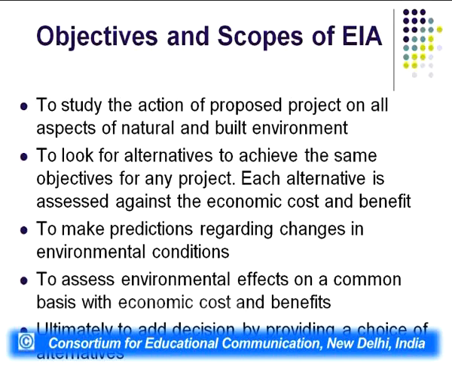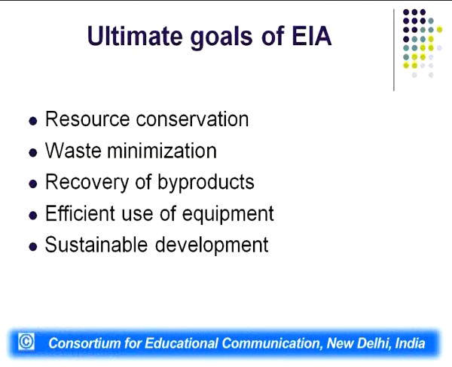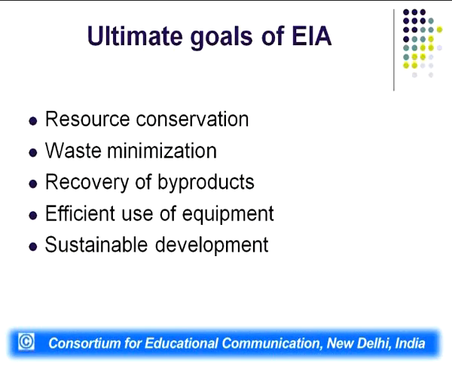Each alternative is assessed against the economic cost and benefit, to make predictions regarding changes in the environmental conditions, to assess environmental effects on a common basis with economic cost and benefits, ultimately to aid decisions by providing a choice of alternatives. What are the ultimate goals of EIA? One is resource conservation, second is waste minimization, third is recovery of byproducts, fourth is efficient use of equipments, and the fifth is sustainable development.